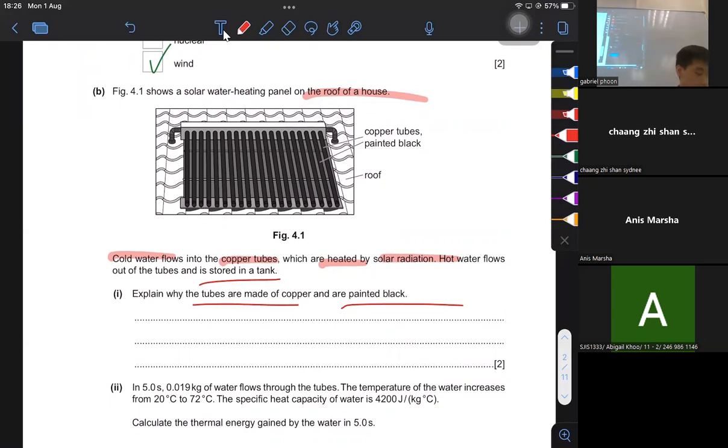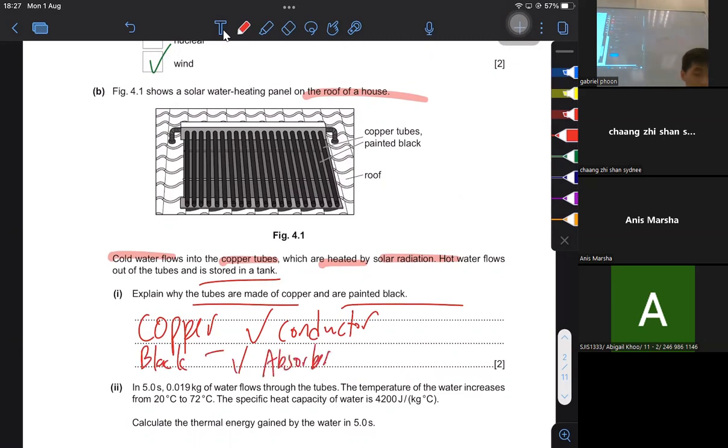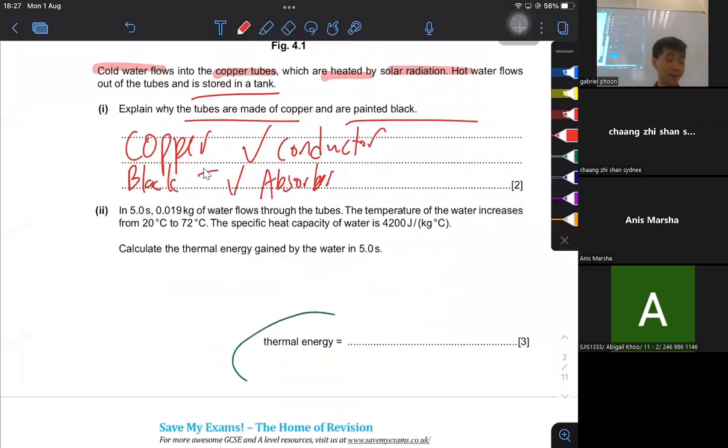If you want to structure it, you could say that copper is one of the best conductors, and then you could say that it is painted black because it is the best absorber of heat. But anything along those lines is going to be acceptable. The answer says radiation and infrared. Best absorber of infrared radiation, which is heat. They underline radiation and infrared. It is the same thing. Trust me, I've done this 1,000 times.